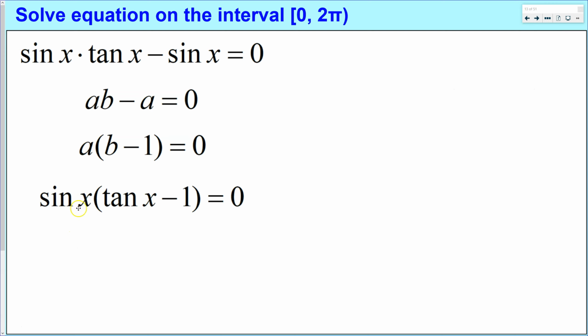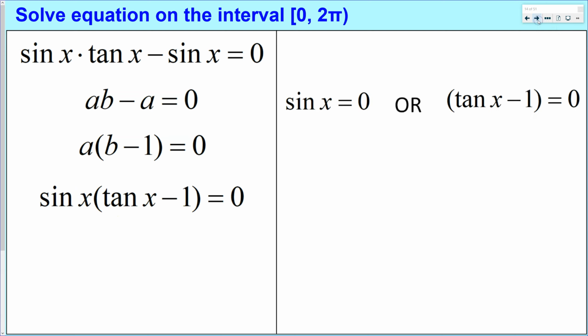And then all of a sudden I have thing 1 times thing 2 set equal to 0, and I can set two independent equations equal to 0 and solve each of them. So the one on the left, that doesn't require any solving. Whereas the y value 0, that happens at 0, pi, and 2 pi, but remember we're solving on the interval not including 2 pi, so we ignore the 2 pi solution to that.